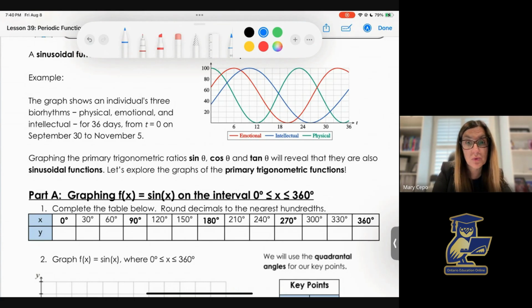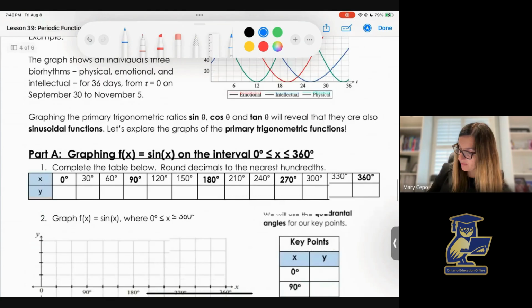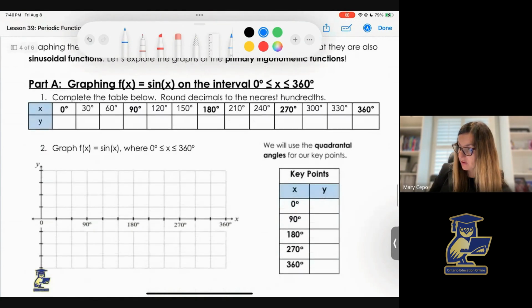So let's explore the graphs of the primary trigonometric functions. Again, sine theta, cosine theta, and tan theta. So part A, we're going to graph f of x is equal to sine of x on the following intervals between 0 and 360 degrees. We're just going to put these angles into our calculators to figure out what sine is at 0 degrees, at 30, at 60, at 90, and so forth. Sine of 0 would be 0. Sine 30 would be 1/2.